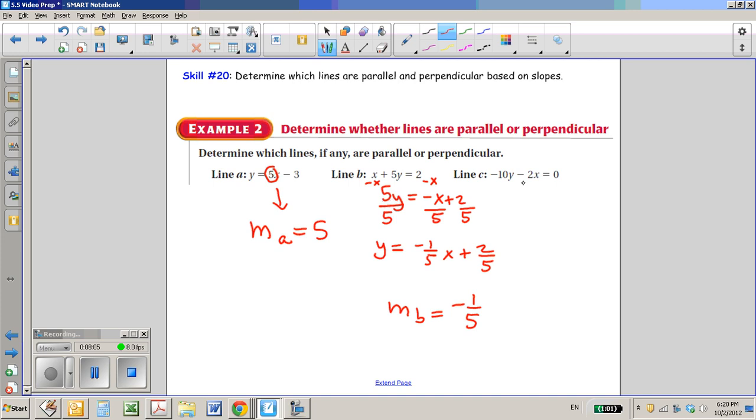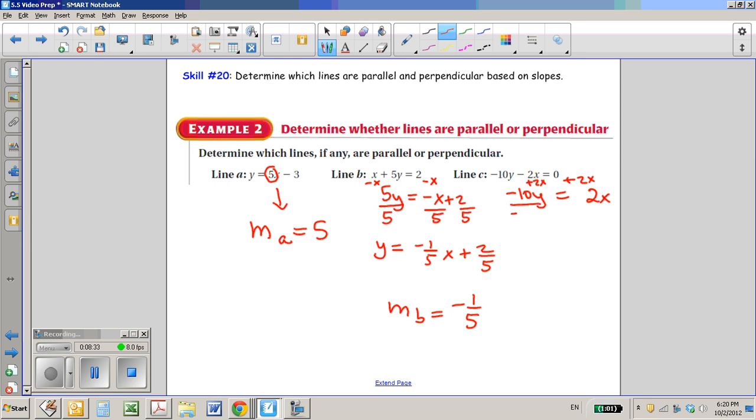And then my last one also needs to be rearranged. So -10y is equal to 2x, right? I'm going to add 2x to both sides here. Remember in slope-intercept form, your goal is to get y by itself. So everything that we're doing is helping us get closer to that form by moving things that surround the y.